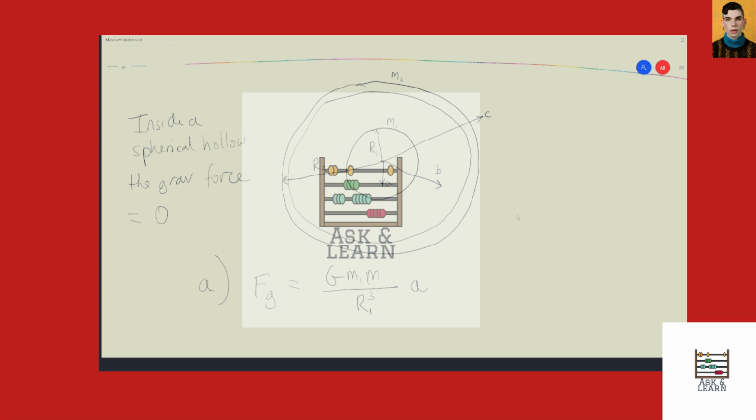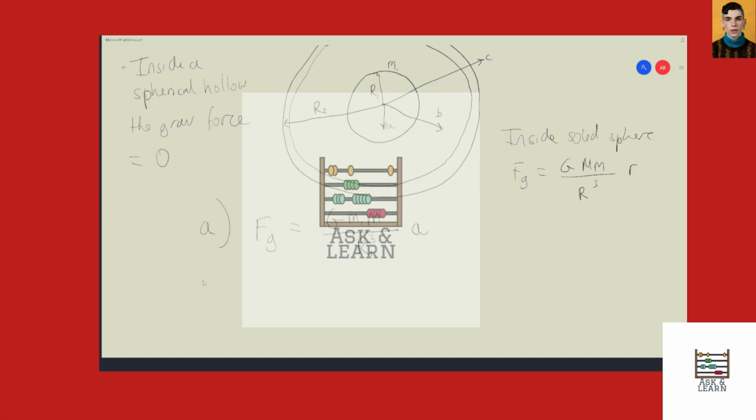So the standard equation inside a solid sphere, our gravitational force is G M m over big R cubed times small r, where big R is the radius of the sphere and small r is the radius from the center of mass to the point that we're measuring. As we see, A is small r, R1 is big R, and M1 is the big M, and we're going to leave the other m as small m. So that's the gravitational force for A.